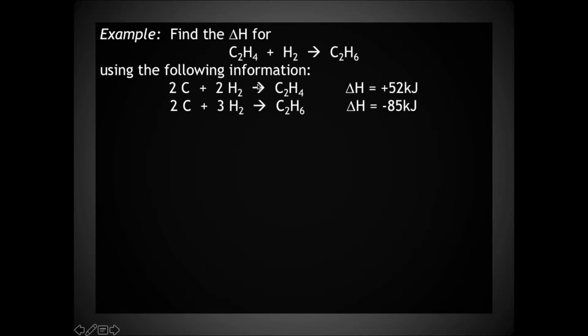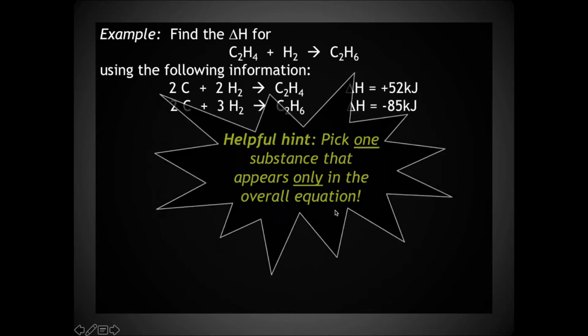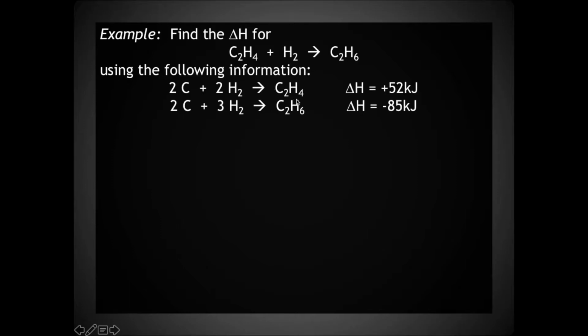But what we're going to do is manipulate these equations to where once we add them, they're going to look like this equation. One hint that I always tell my students is that you pick one substance that appears only in the overall equation. So for example, C2H4. You don't see carbon, you do see hydrogen, but you see it in both, so it's not going to be very helpful.